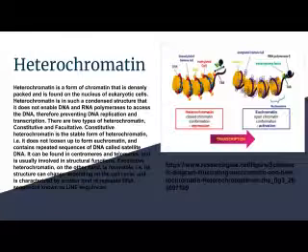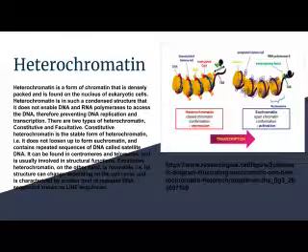Heterochromatin is a form of chromatin that is densely packed and is found in the nucleus of eukaryotic cells. Heterochromatin is in such a condensed structure that it does not enable DNA and RNA polymerases to access the DNA, therefore preventing DNA replication and transcription. There are two types of heterochromatin, constitutive and facultative.